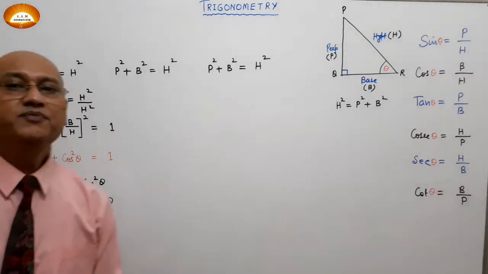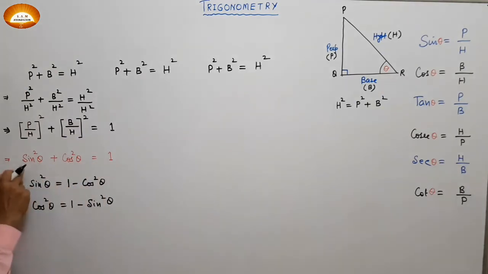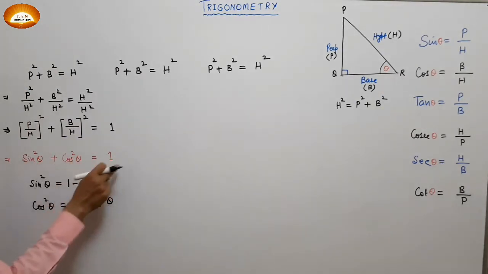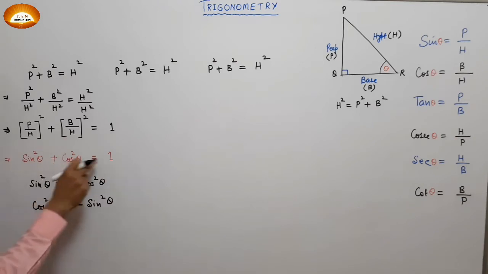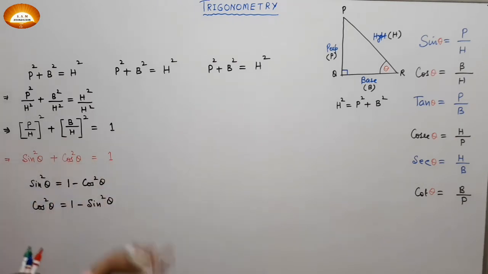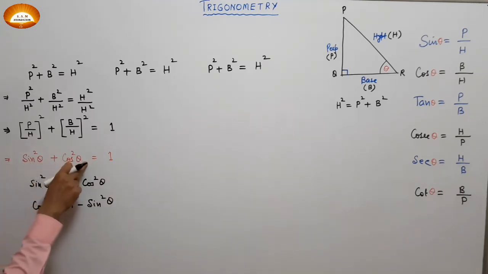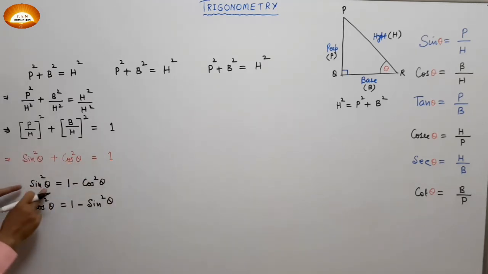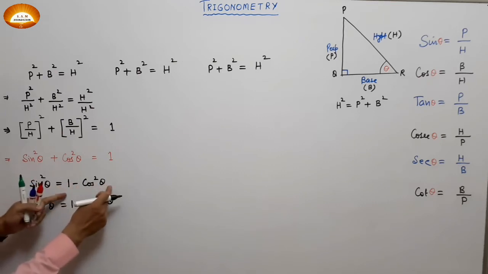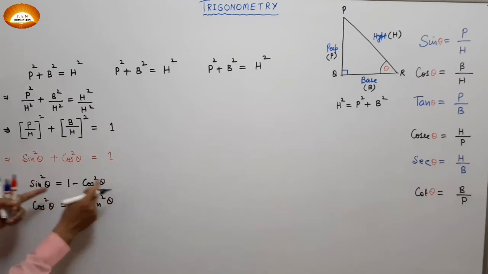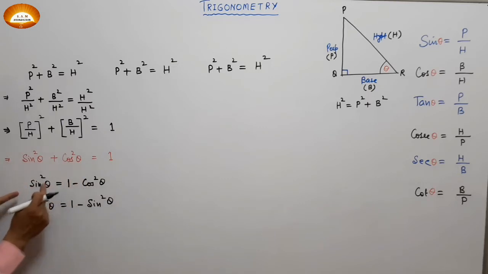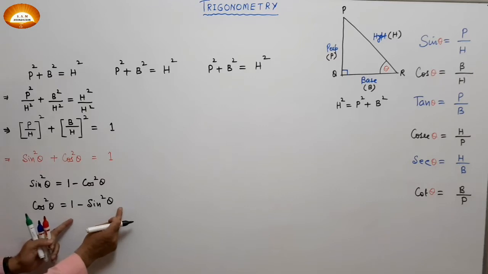So what does it mean? The main identity is sin square theta plus cos square theta equals 1. That means in place of sin square theta plus cos square theta, you can write 1, or in place of 1, you can write sin square theta plus cos square theta. In place of sin square theta, I can write 1 minus cos square theta, or in place of 1 minus cos square theta, I can write sin square theta. And in place of cos square theta, I can write 1 minus sin square theta.